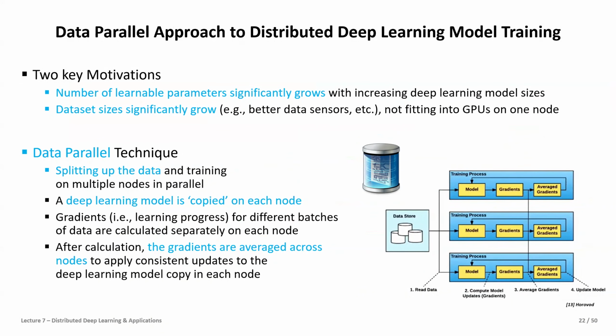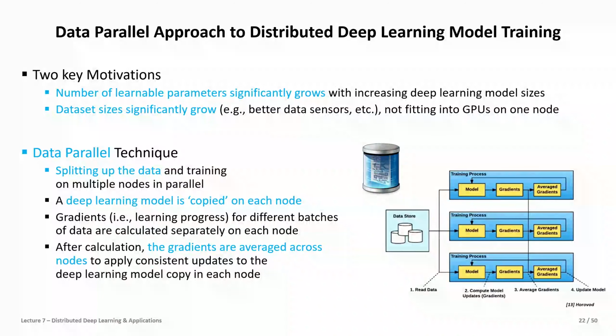Again, I summarize them here. The learnable parameters will grow significantly, as we know already from large language models with billions of parameters, but also the data sizes. In order to approach this problem, we already looked a little bit in the first part of the lecture at what we now formalize and define as a data parallel technique, because you can also do other techniques like model parallel. Here the idea is splitting up the data, and then having the training on multiple nodes in parallel.